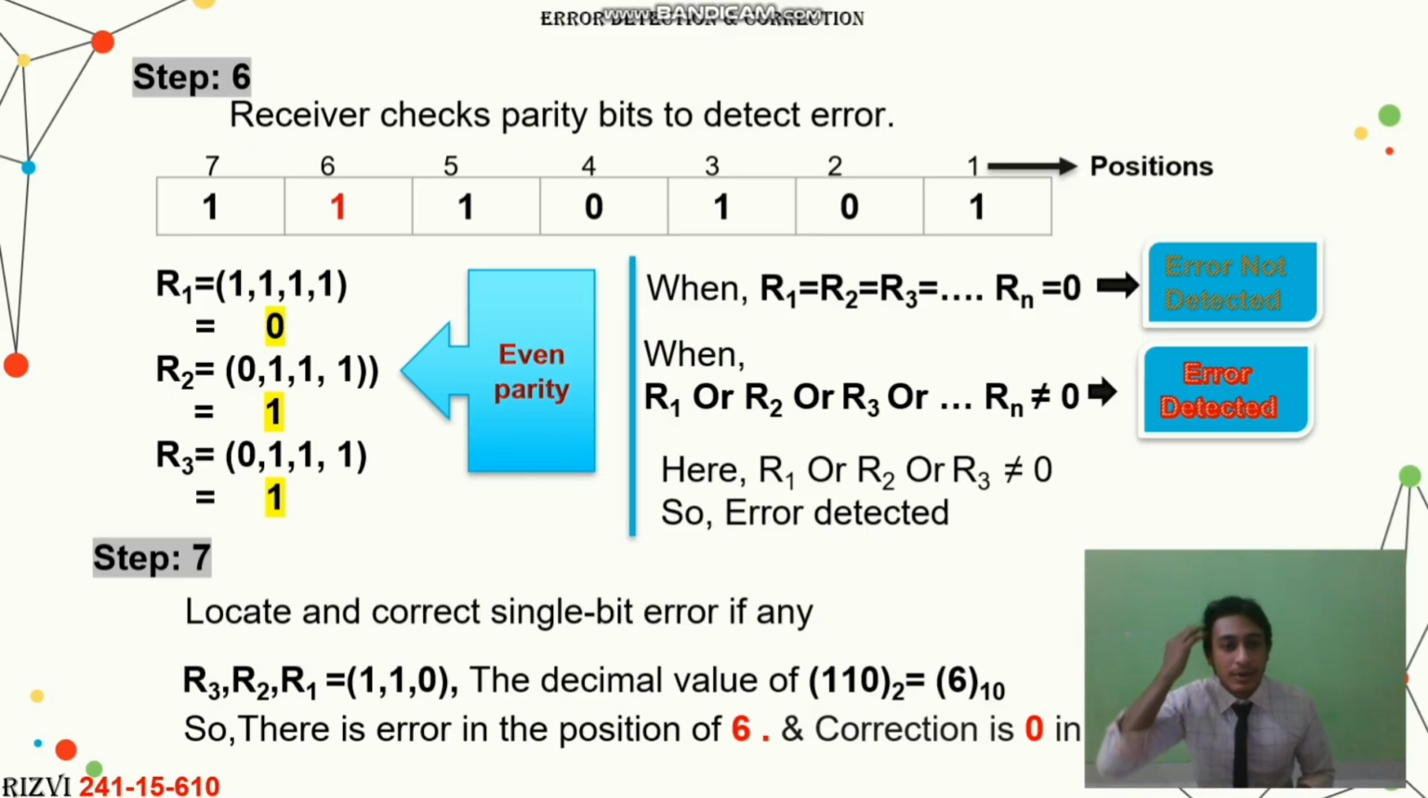Step 7: locate and correct the single bit error, if any. We write R1, R2, R3 from right to left with the binary value, and the binary value is 110, and the decimal value of binary 110 is 6. So there is an error in position 6, and the correction of the 6th position is 0.